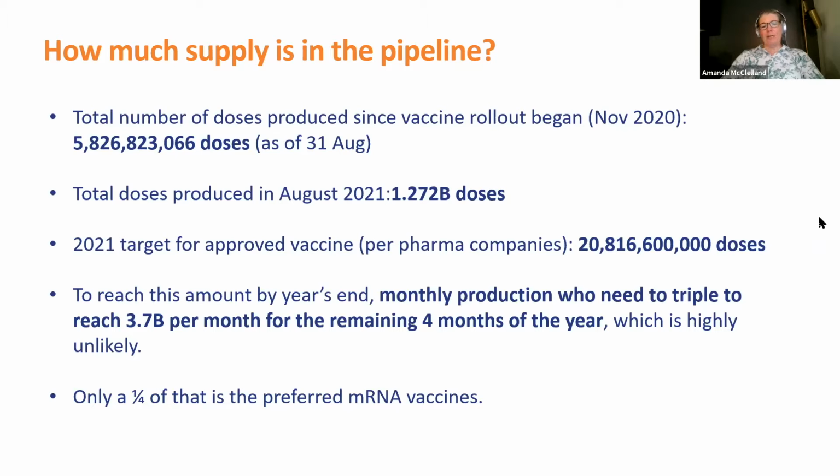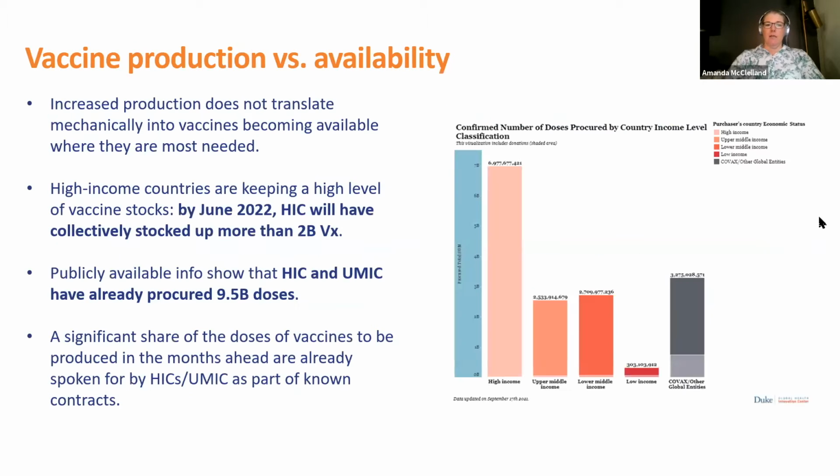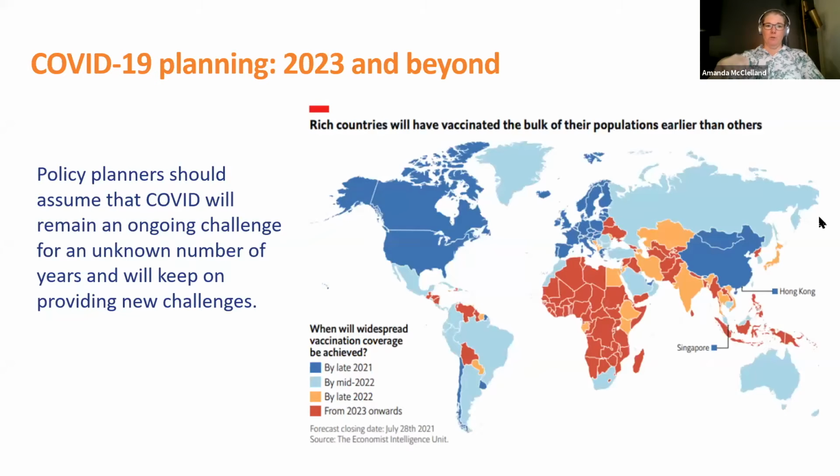And only about a quarter of that production capacity is the more preferred mRNA vaccines. And the vaccine production, again, like the supply, is not equal. That very low red bar on the graph indicates low income countries. So publicly available info shows that high income countries have already procured about 9.5 billion doses, so by far the lion's share of available doses.